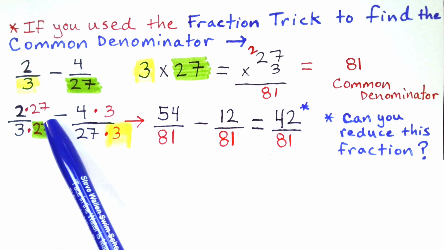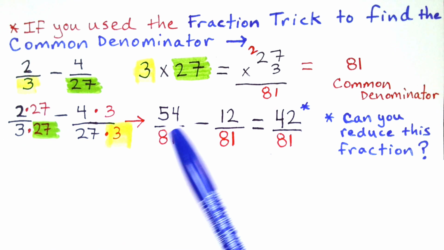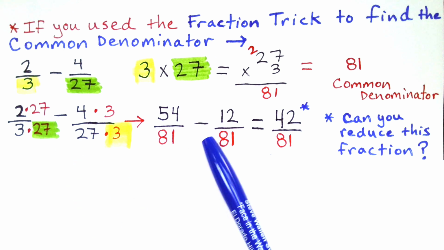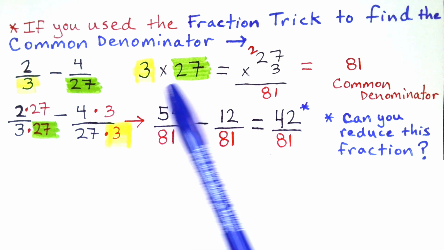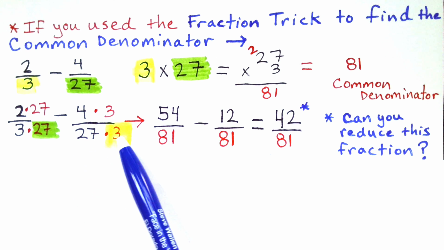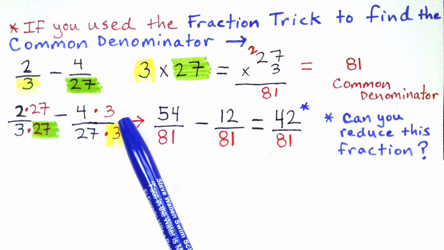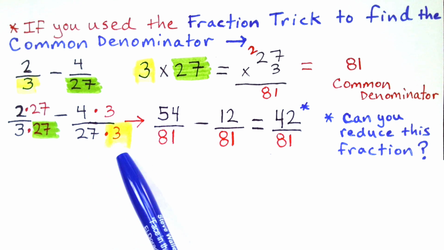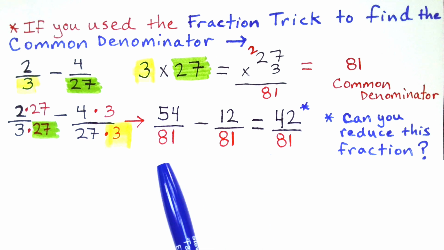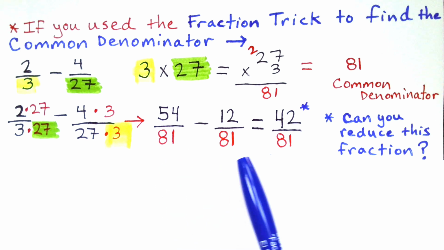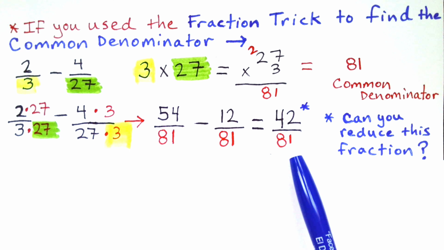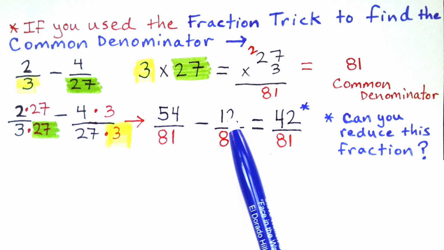But what you do to the bottom, gotta do to the top. So 2 times 27 is 54. 3 times 27 is 81. Minus. Now, since you multiplied 3 with the 27, here with the denominator of 27, you'll multiply times 3. But what you do to the bottom, gotta do it to the top part of the fraction. 27 times 3 is 81. 4 times 3 is 12. So now, as you can see here, we have common denominator of 81 stays 81 throughout the problem, unless you can reduce that fraction. 54 minus 12.